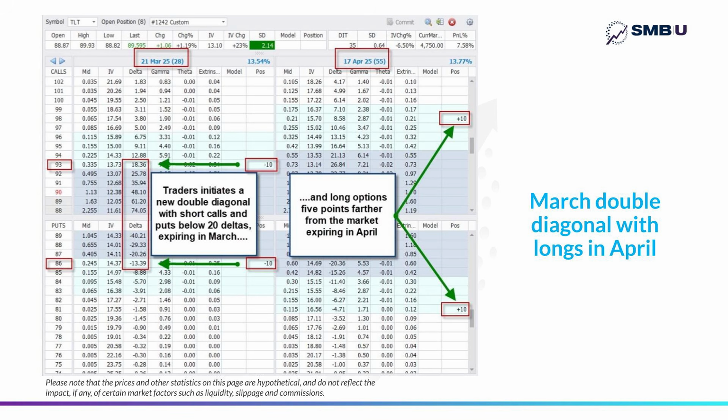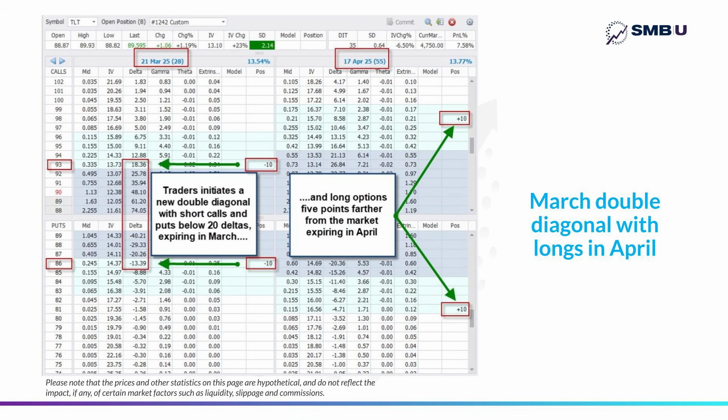And so in this case, we'll be selling the 93 calls with a delta of 18.36 and the 86 puts with a delta of 13.39. And again, in both cases, we're taking the closest options, which have a delta of no higher than 20 on both the call and the put side, and selling those, hoping they both expire worthless. And then we're going out to the April expiration and buying the 98 calls, 5 points above the 93 shorts, and we're also buying the 81 puts, 5 points below the 86 shorts.